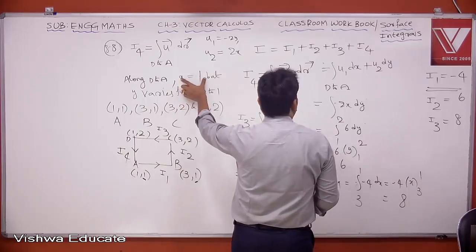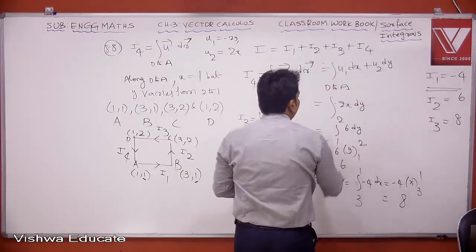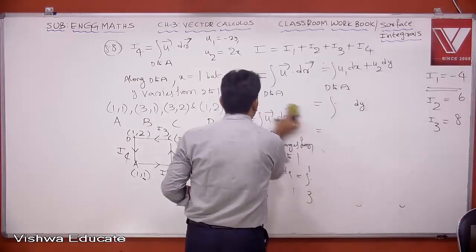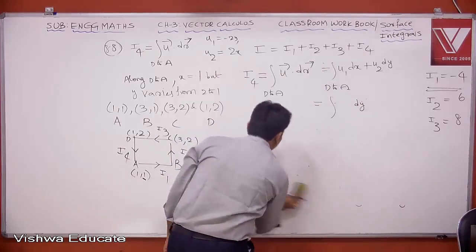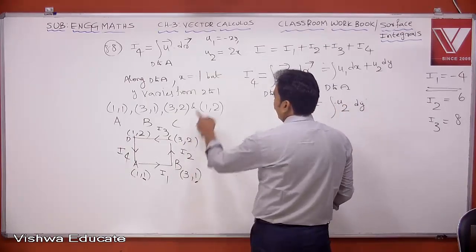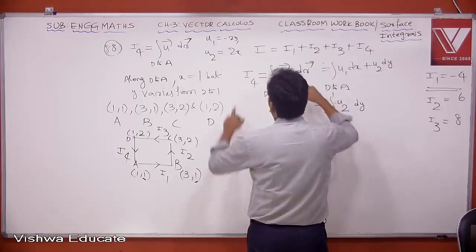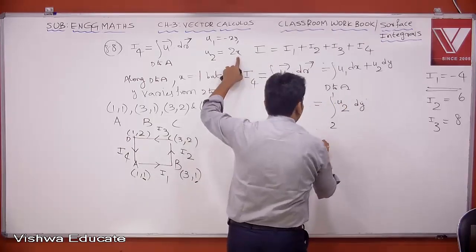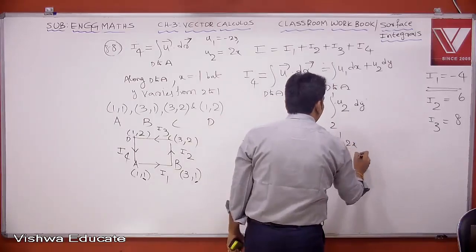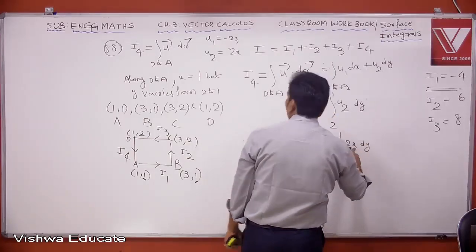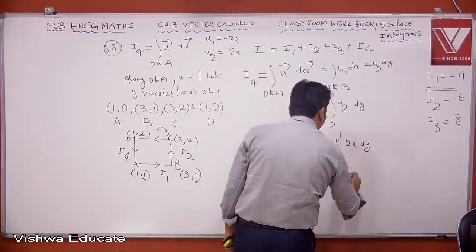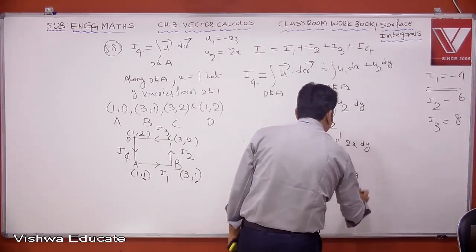Now here x value is 1. So dx becomes 0. So therefore, this becomes the integral of u2 dy, but y is ranging from 2 to 1. What is u2 value? U2 value is 2x. So therefore, this is from 2 to 1, u2 is 2x, this is dy. But what is x value? It is 1. So the integral from 2 to 1 of 2 dy.